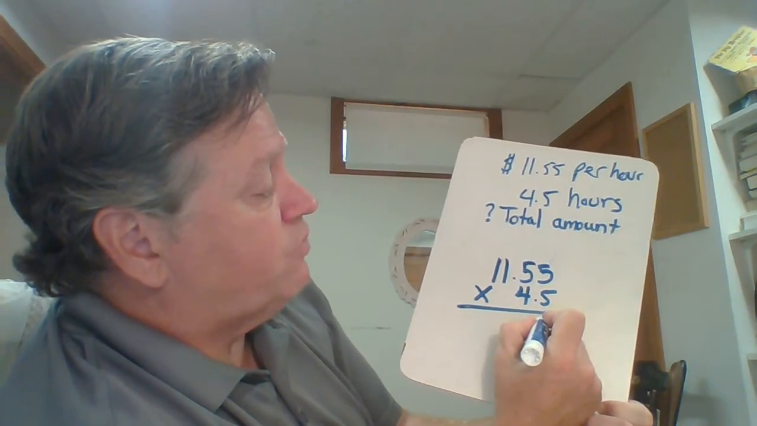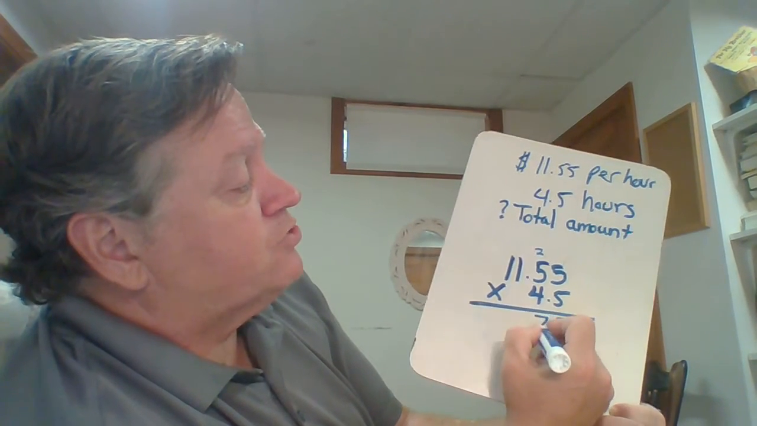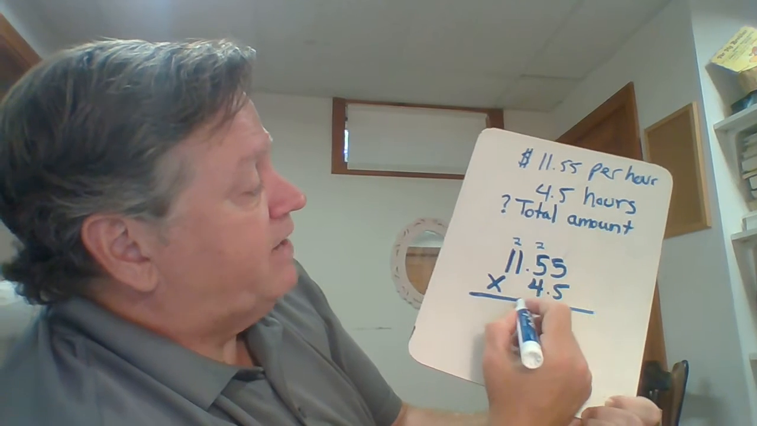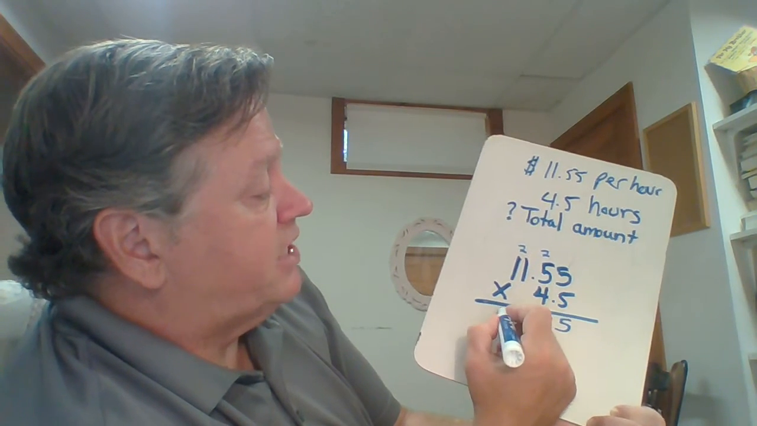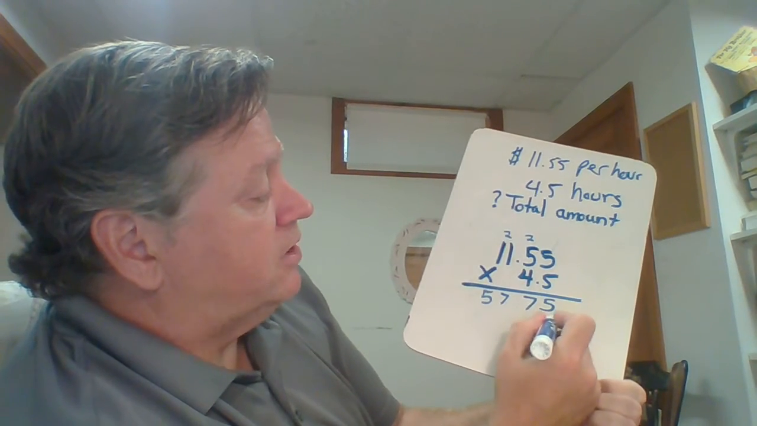5 times 5 is 25, right? 5 times 5 is 25 plus your 2 is 27. 1 times 5 is 5 plus 2 is 7. And then 1 times 5 is 5. Okay. And then I need a placeholder.